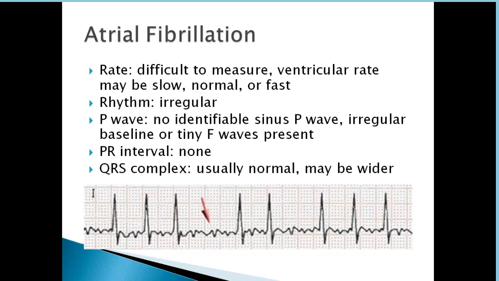Atrial fibrillation. The rate is difficult to measure, but ventricular rate can be slow, normal, or fast. The rhythm is irregular. There's no identifiable sinus P wave. You normally have an irregular baseline, and you might see tiny F waves. There's no PR interval, and the QRS complex is usually normal, but it might be a little bit wider. For example, the QRS complex on the strip below is a little bit wider than what we're used to seeing.